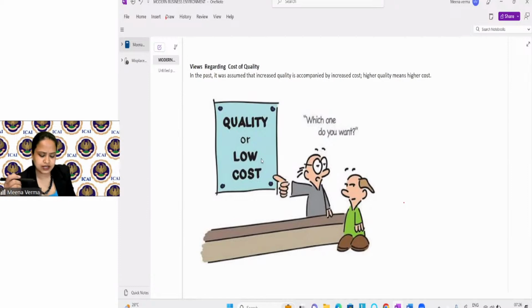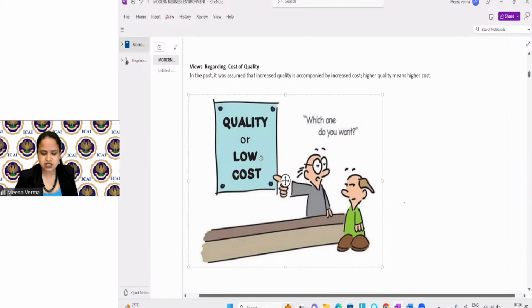So maybe for that reason, they're asking, what do you want? A quality product or a cheaper product? You can get only one, right? If you want less cost, then there will be no quality. If you want more cost, if you incur more cost, you will get a quality product. See, this is what he's asking.